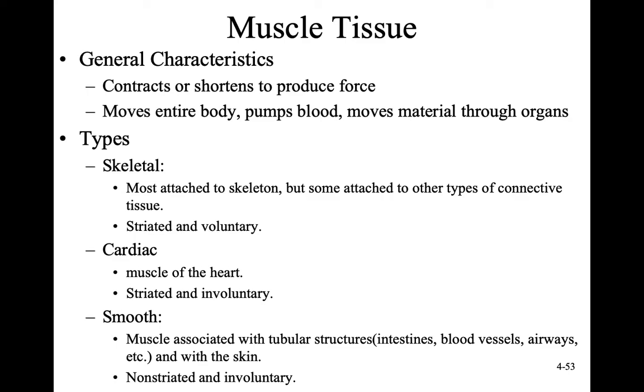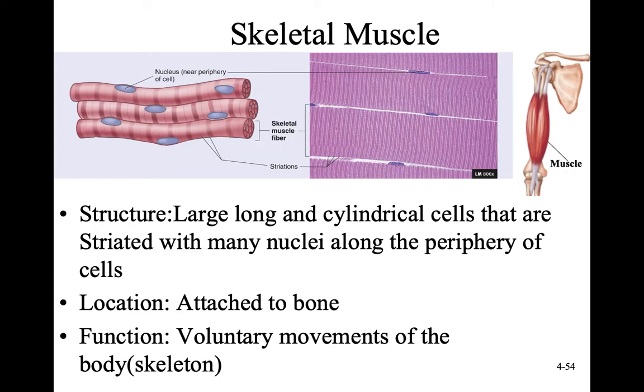Smooth muscle, just like cardiac muscle, is involuntary, so we don't have to think about causing it to contract. Another unique thing about smooth muscle is that it is non-striated, so it does not have any banding, and we'll look at that in just a moment. Looking at the structure, skeletal muscle has long cylindrical cells. These are more like cans. They run from one end to the other.